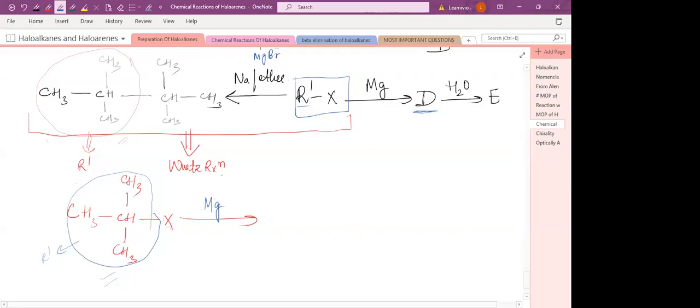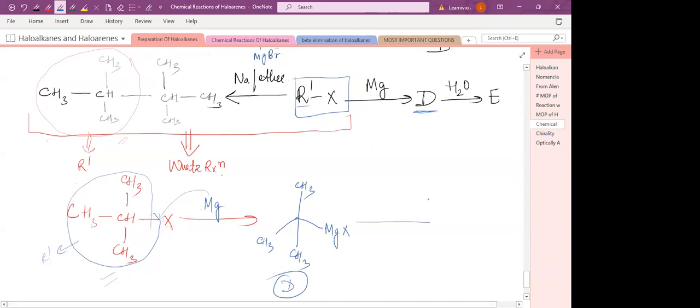It's very simple. What do you have to do? You have to add this magnesium here. So what will be the product? I'm just writing: this is CH, this is CH3, CH3, here CH3, and this is your MgX. So you can write it like this. Now this is your D molecule.